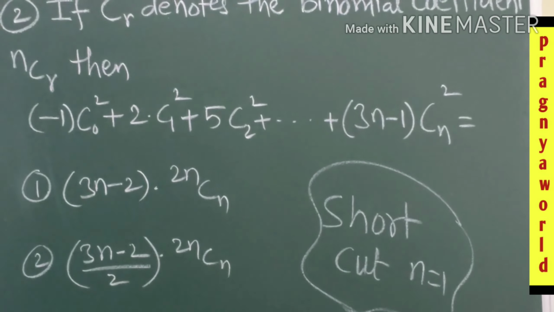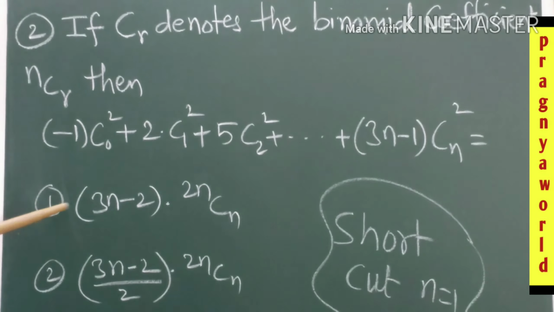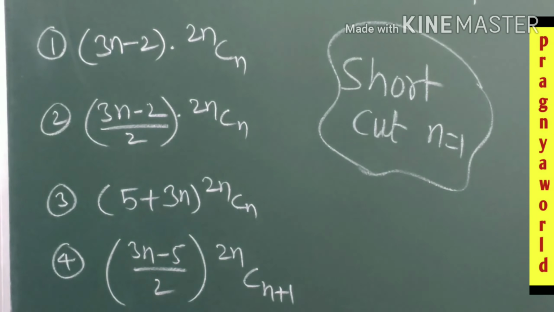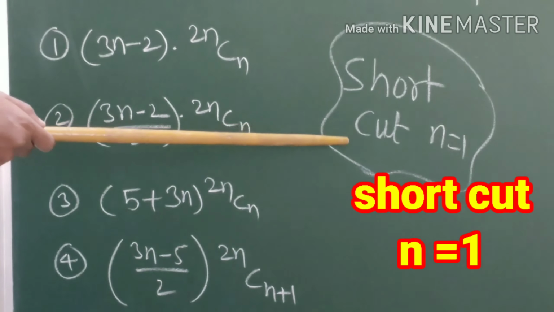This is the given problem, and the given options are: first one, 3n minus 2 into 2n cn; second one, 3n minus 2 by 2 into 2n cn; third option, 5 plus 3n into 2n cn; fourth option, 3n minus 5 by 2 into 2n cn plus 1. Here also we have to apply the shortcut n is equal to 1. Now let us see. By substituting n is equal to 1, we get minus 1 into C0, which can be written as 1 C0 whole square because n is equal to 1 here.